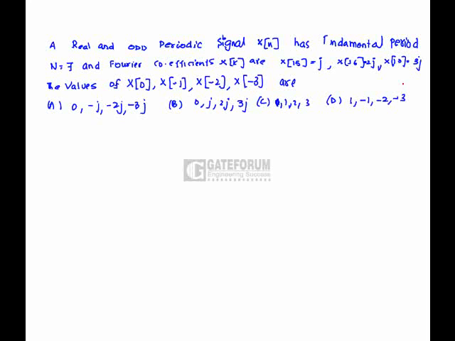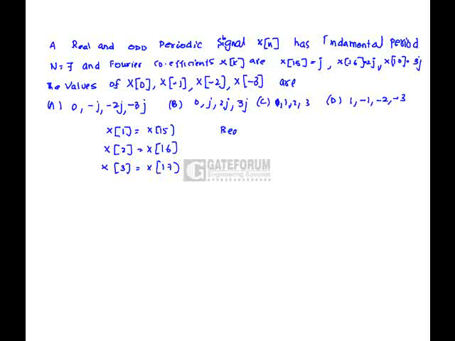Real and odd periodic signal x of n has a fundamental period of 7 and the Fourier coefficients are given as x of 15 equals j, x of 16 equals 2j, x of 17 equals 3j. We have to decide the values of x of 0, x of minus 1, x of minus 2 and x of minus 3. Here the sequence is going to be repeated with period 7. So x of one sample is going to be x of 15 sample, x of second sample is going to be x of 16th sample, x of third sample is going to be x of 17th sample.